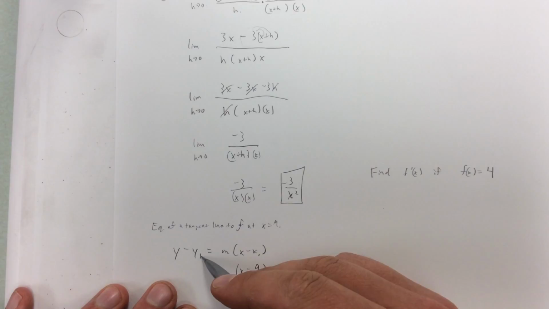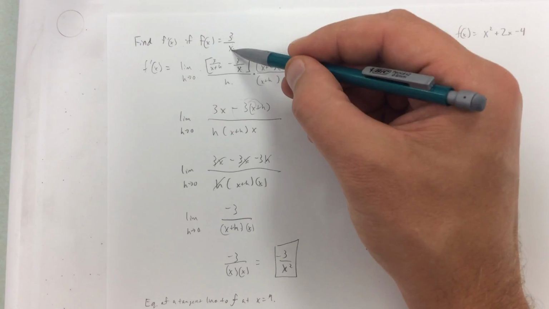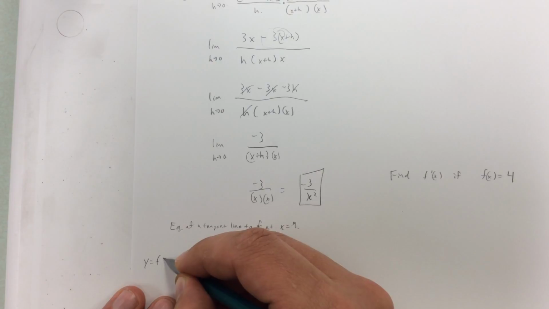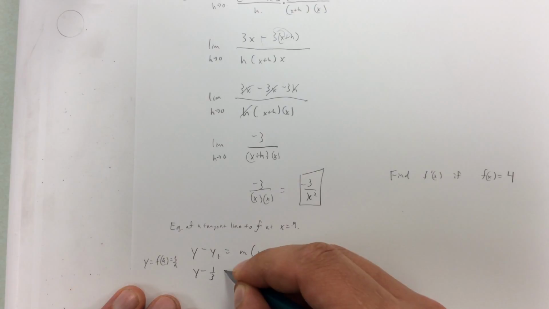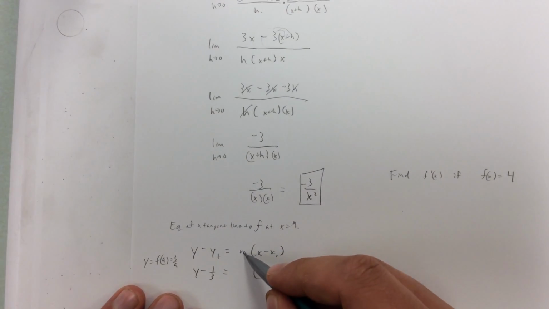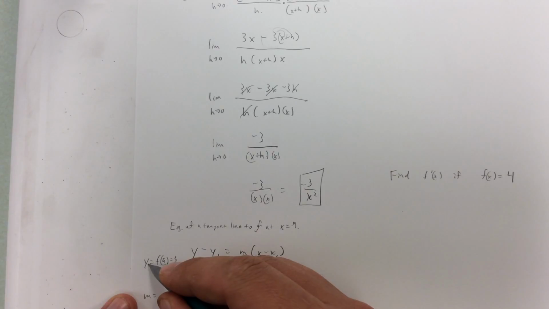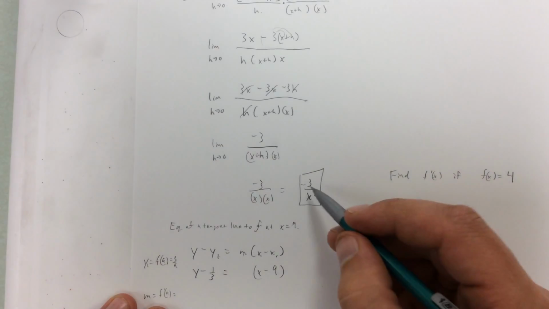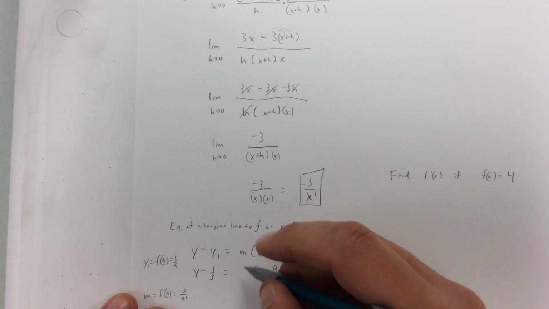Let's see here. Got to find the y value. Well, if it's 9, to find the y value, you just got to plug it in to the original function right there. So y is equal to f of 9, which is 3 over 9. So that's going to be 1/3. The slope. Well, the slope is just going to be f prime, the slope at here. So the slope here is going to be f prime of 9. So negative 3 over 9 squared.